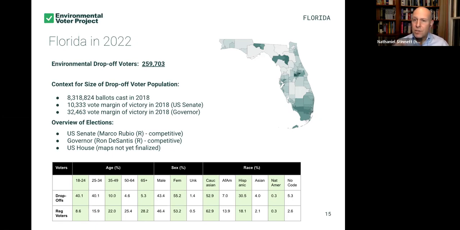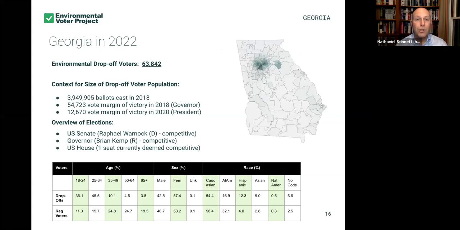What we also see is a lot of clustering around cities, and in particular around Orlando. What we're seeing there is that's where a huge number of our Hispanic targets are. They're not as much the Cubanos who are in the Miami area, but rather the Puerto Ricans who are living in the Orlando area. All right, Georgia.